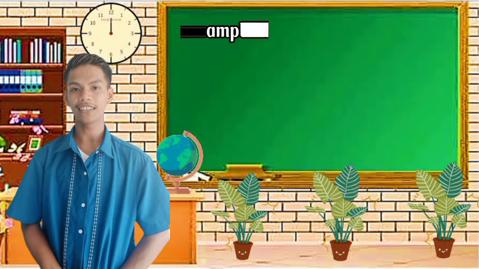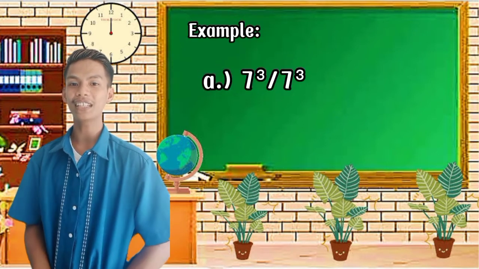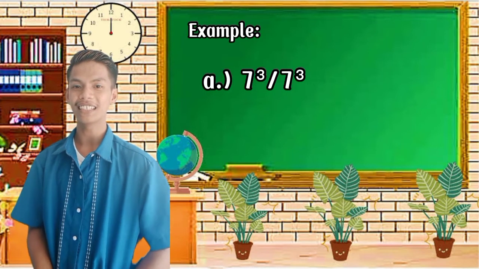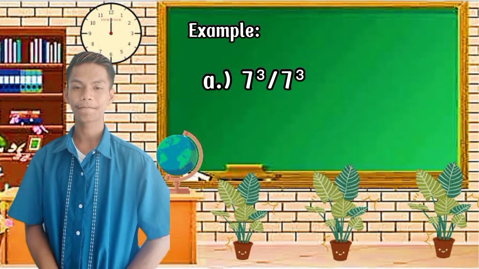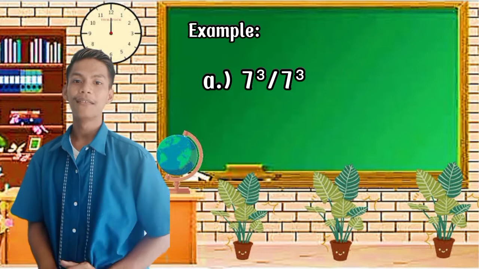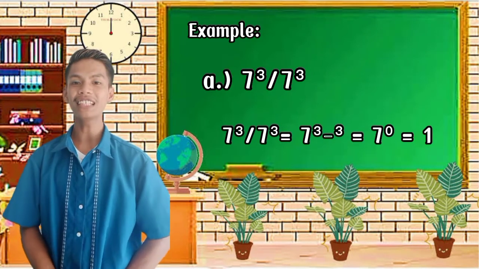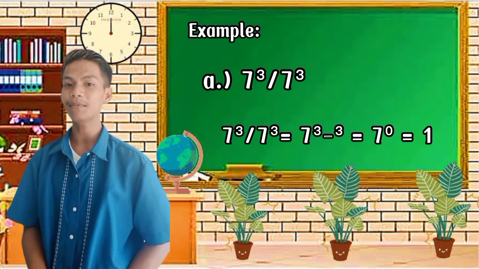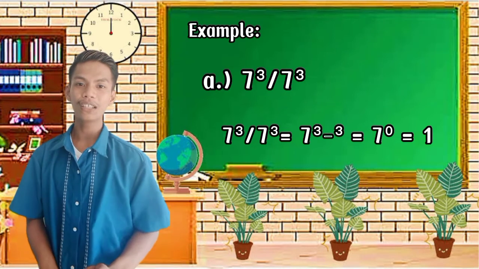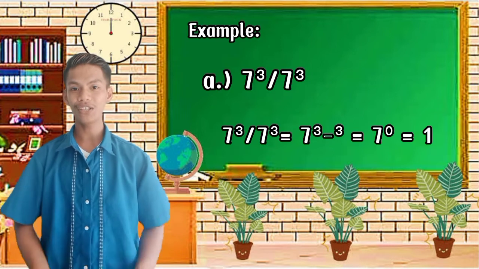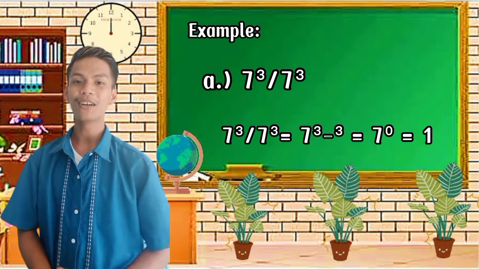I give you another example. 7 raised to 3 all over 7 raised to 3. Very good. 7 raised to 3 all over 7 raised to 3 is equal to 7 raised to 3 minus 3, which is equal to 7 raised to 0, which is equal to 1. Very good.